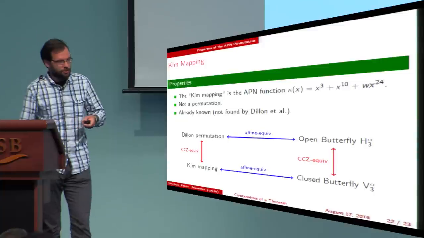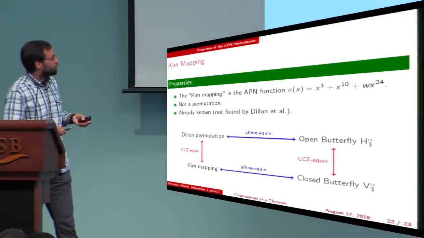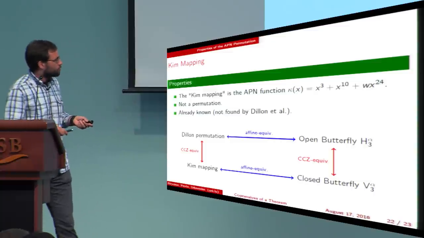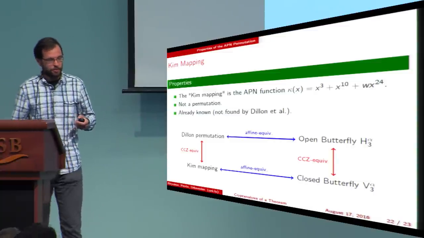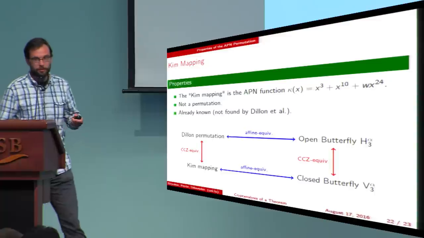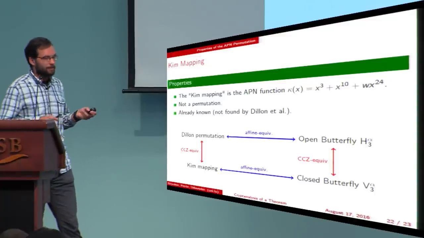And our structures, our decompositions are related like this. So as shown before, the open butterfly corresponds to the APN permutation, up to affine equivalence. And actually, the closed butterfly is affine equivalent to the Kim mapping. So in some sense, we can reinterpret this transformation that Dillon and others did as opening the closed butterfly.